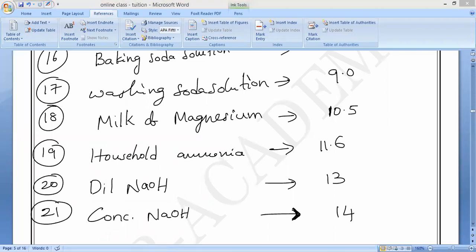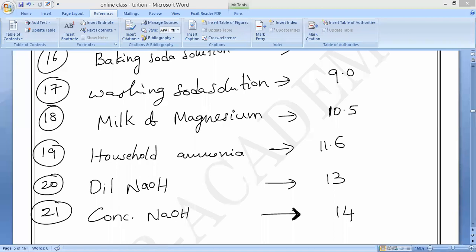That's all. Sir, what does 1 M NaOH mean? 1 mole of NaOH. You know the mole concept; you studied it last class. Yes, sir. So they are asking the pH of 1 mole of NaOH, and 1 mole of HCl also.